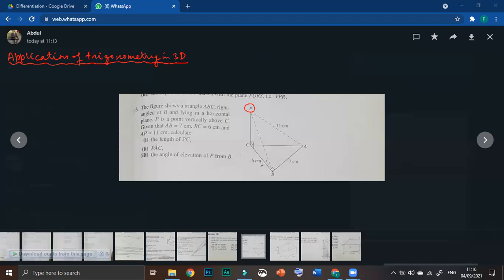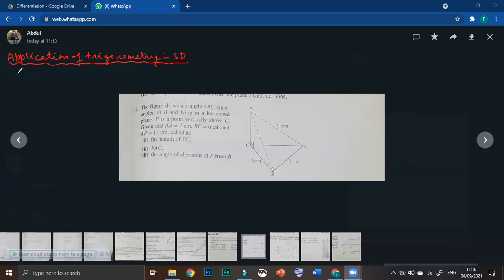Given that AB is equal to 7, BC is equal to 6, and AP is equal to 11, calculate the length of PC. We want to find out the length of PC, and PC is in the triangle APC. In triangle APC, we have one length AP and we don't have any second length. But we can find out the length AC with the help of the triangle ABC.